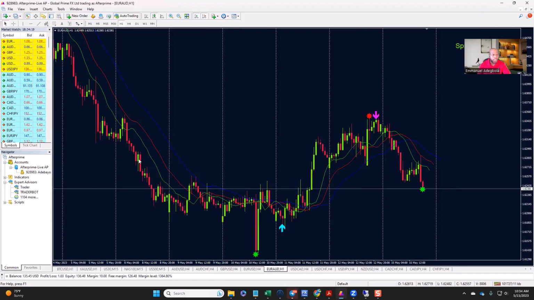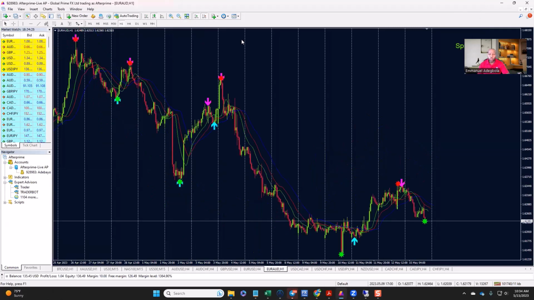So let me share one of my charts. Okay, let's use this. This is a EURAUD. As you can see, let me zoom out. Based on what I just explained right now, this is a downtrend.